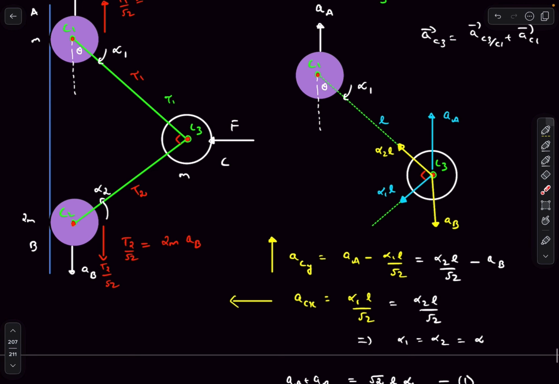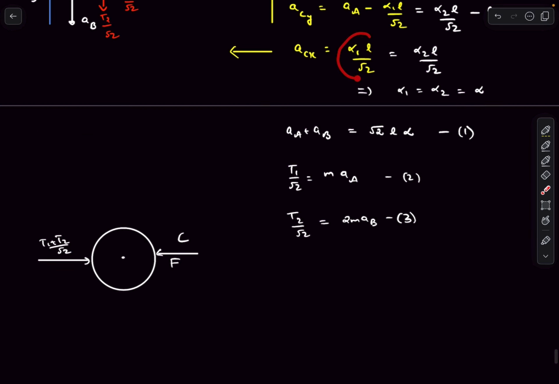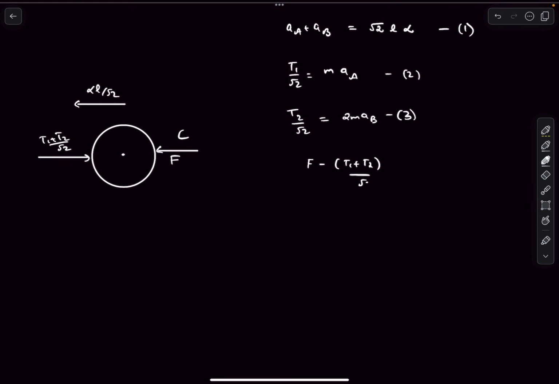Now let's talk about the disc C. So in the disc C, in the horizontal direction, we have a force, and then we have tension trying to push it away by both the rods. And there will be a cos 45 component acting in the horizontal direction. Okay, so on the disc C, we have F towards the left and (T1 plus T2) divided by root 2 towards the right, and the acceleration in the x direction is alpha L by root 2, right? Okay, so now let's write down the F equals ma equation. So F minus (T1 plus T2) by root 2 will be m alpha L by root 2.